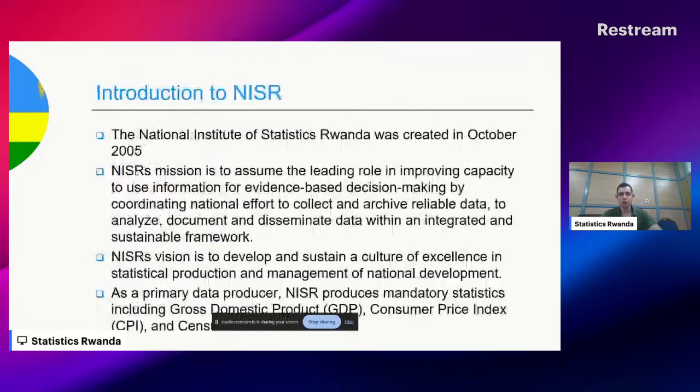So the National Institute of Statistics Rwanda was created in October 2005. The mission of our institution is to assume a leading role in improving capacity to use information for evidence-based decision-making in Rwanda. And our vision is to develop and sustain a culture of excellence in statistical production and management of national development. As a primary data producer, NISR produces mandatory statistics, including gross domestic product, consumer price index, and the census.